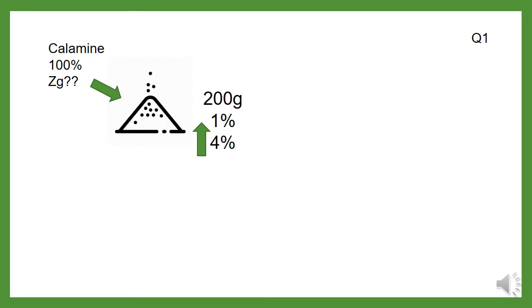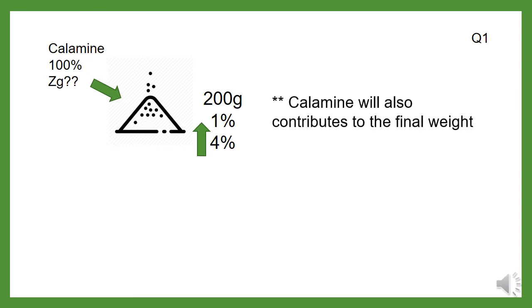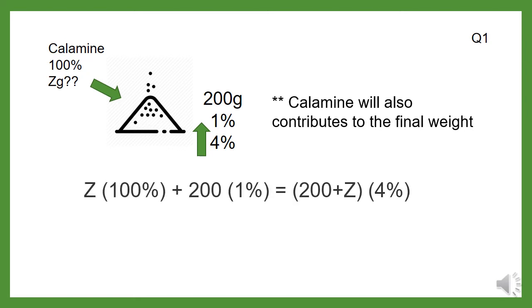For the first question, you have an existing 200 gram of 1% calamine cream and you are requested to put in additional calamine to increase the strength to 4%. So over here, I put the unknown amount as Z. Over here, you need to understand that the calamine itself will also contribute to the final weight. So when you calculate, you must take that into account.